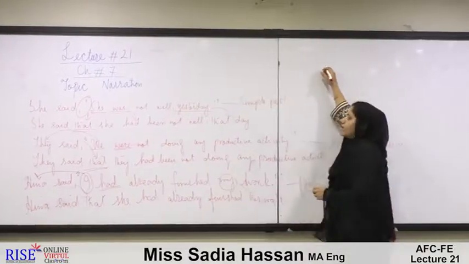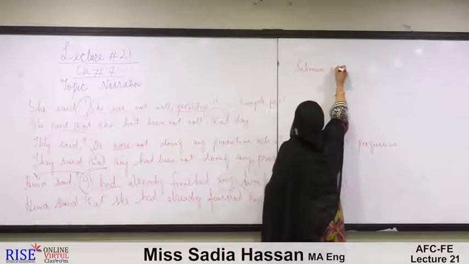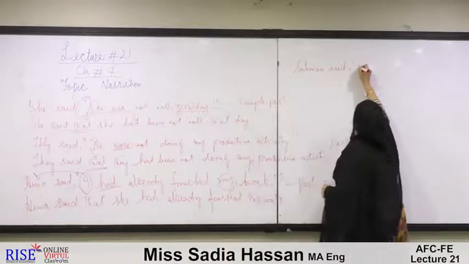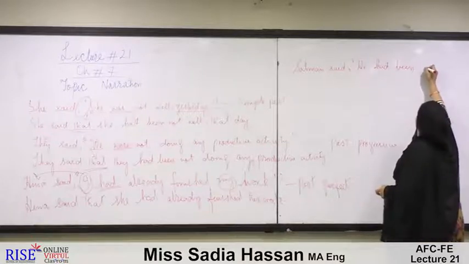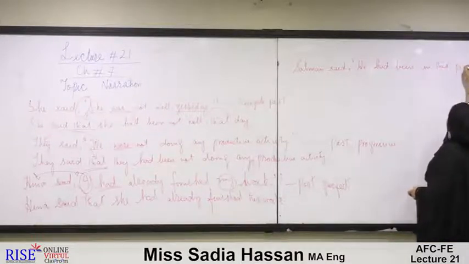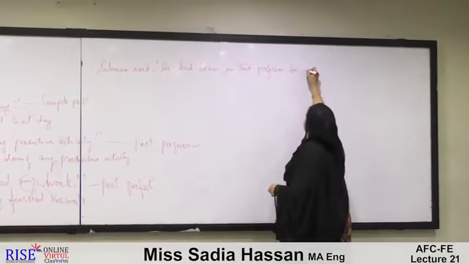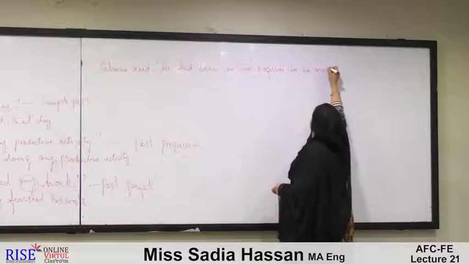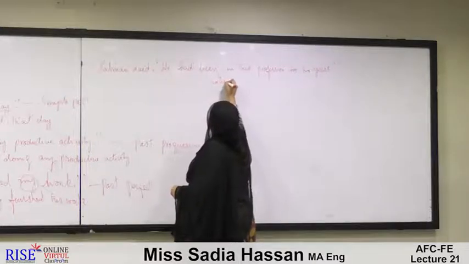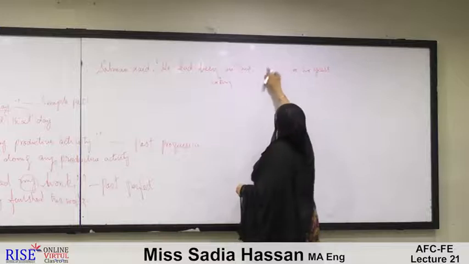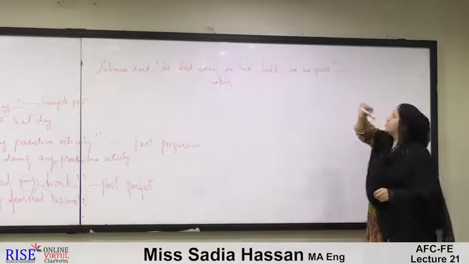Now we move on to a sentence of past perfect progressive. Salman said, "He had been in this profession for 2 years." You could always introduce "he had been working in this field" in place of "in this profession". This is a sentence from past perfect progressive.